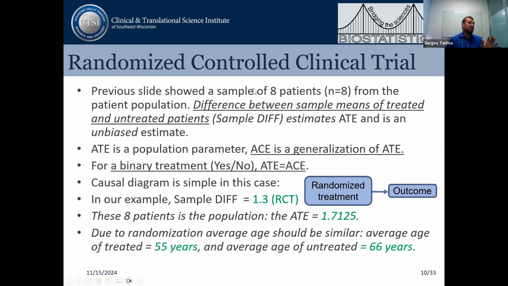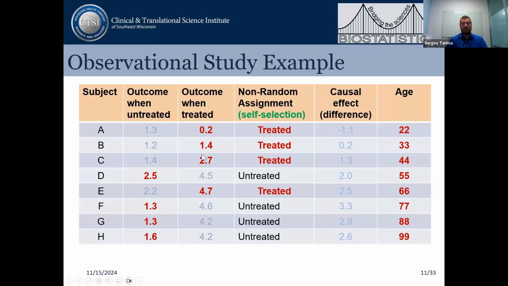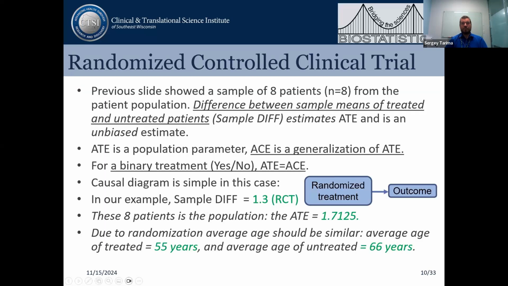So again, we will continue talking about this RCT, randomized controlled clinical trial. As I mentioned, in this group, we will have 8 patients, and this is our population and the sample at the same time.